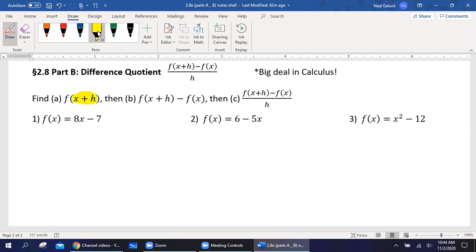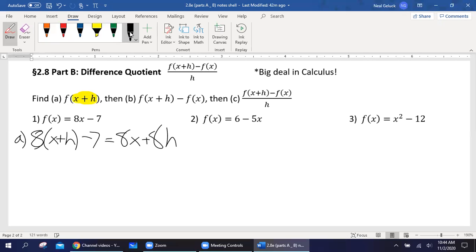So on number one, let's see what that means. The first part it wants me to do is replace x with x plus h. So this would be 8 times x plus h minus 7. And so then I'll just distribute. That's going to be 8x plus 8h minus 7. Okay, so part A is done.